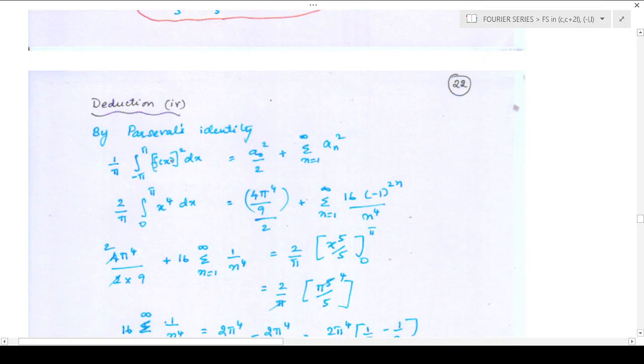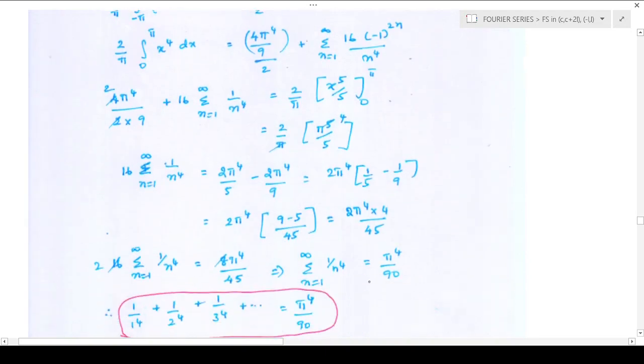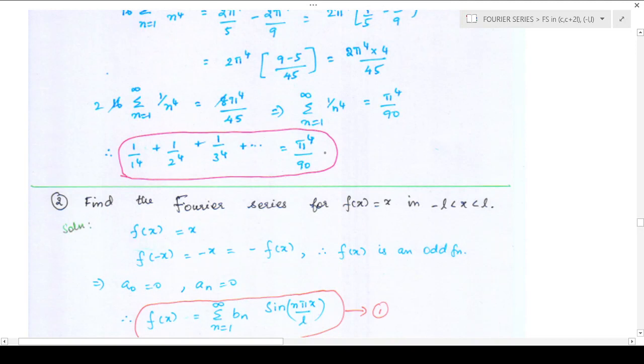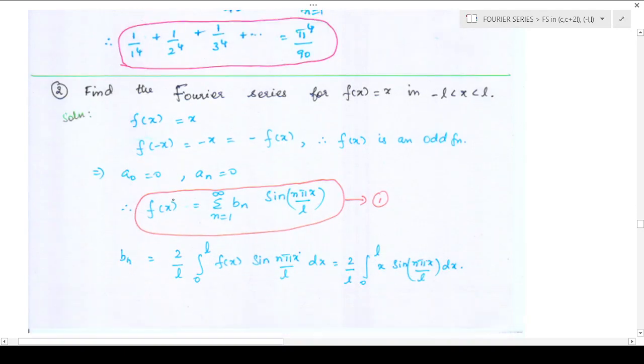Now whenever 1 by n power 4 appears, you have to go for Parseval's identity. So write the Parseval's identity, substitute f of x, a naught, a n values, with a naught square, a n square, and f of x the whole square. Then if you simplify, you will be getting pi power 4 by 90 for summation 1 by n power 4. Right?